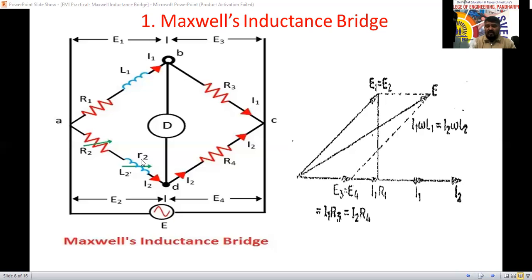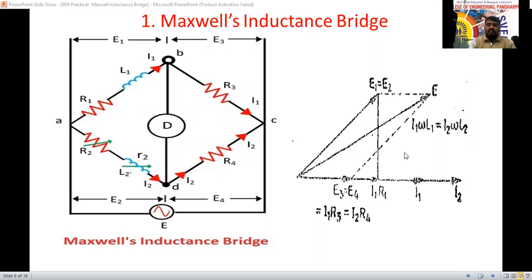It has some resistance R2 here, and R3, R4 we are using here. So four branches are there: A to B, B to C, C to D, and D to A. Across A and C the supply is given, and in between B and D we have connected a detector.